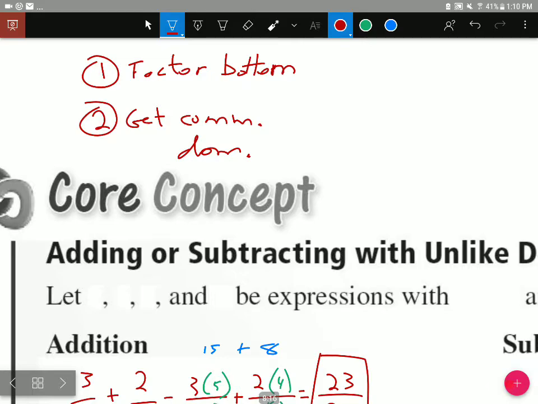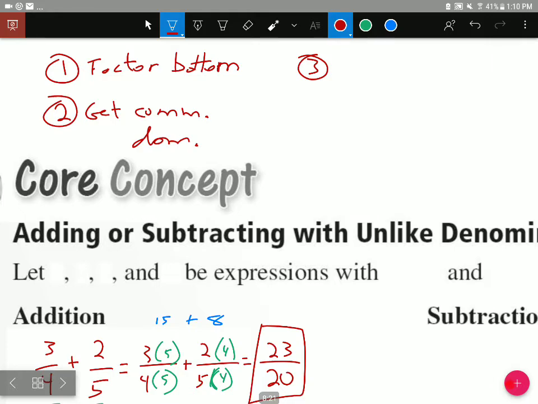Goal number 3: we're going to multiply out the top and combine. I'll tell you what I mean by that in a minute. We're going to multiply everything out in the top and combine our terms, because at times we're going to have a binomial times a binomial. Multiply out and bring them together. And then last but not least, reduce, if possible.